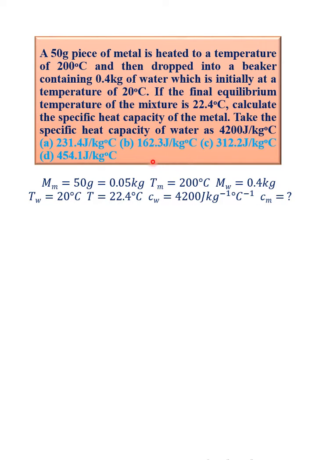These are the options to choose from, and we're just going to recall the basic heat transfer formula, which says that the heat lost by the metal is equal to the heat gained by water, because according to the conservation law of energy, energy is not wasted. So if the hot metal at 200 degrees Celsius is dropped into a beaker of water, the heat that the metal will lose will be gained by the water. So the temperature of the metal will decrease and the temperature of the water will increase, and both of them will reach a unified temperature of 22.4 degrees Celsius.